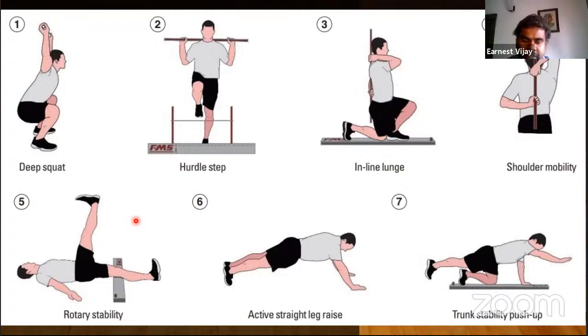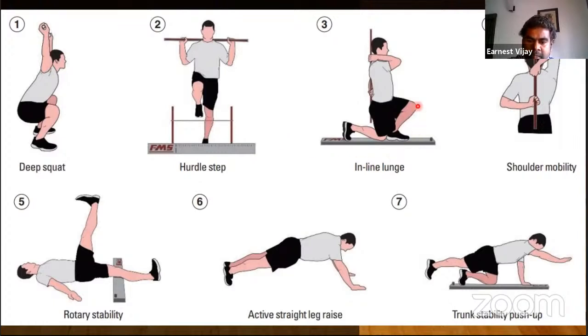Same way with the hurdle step, you check the mobility of the swing leg and the stability of the stance leg. So this gives you two feedbacks, about the swing leg and the stance leg. So you will alternate and check how the athlete is able to do.